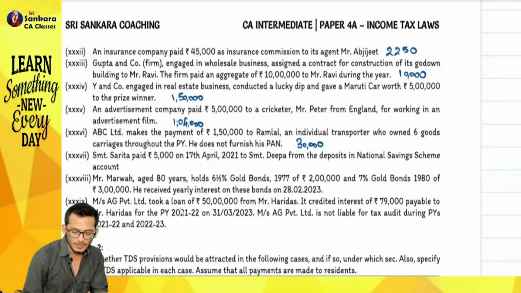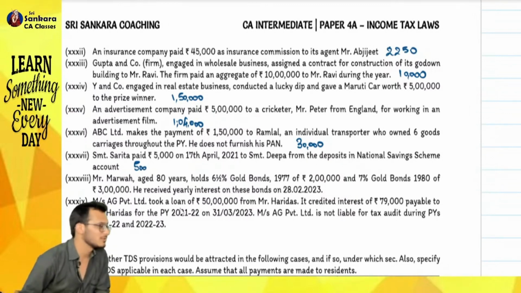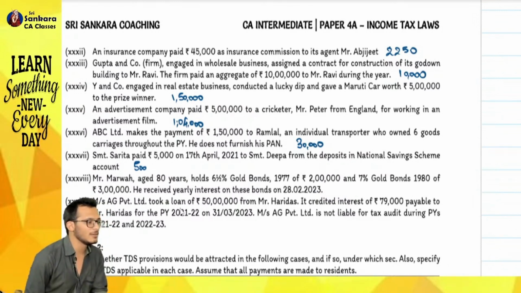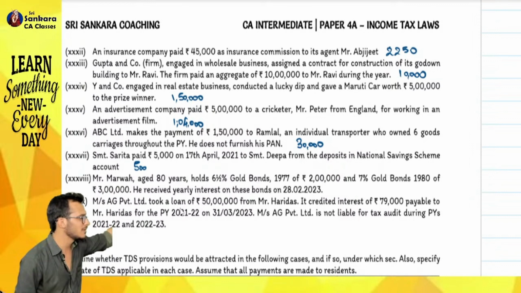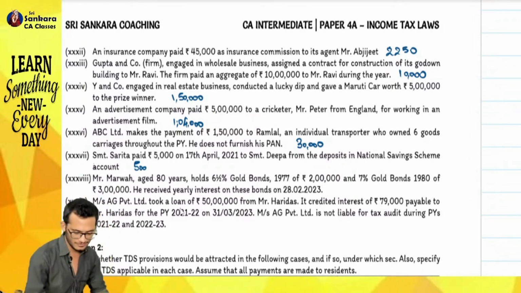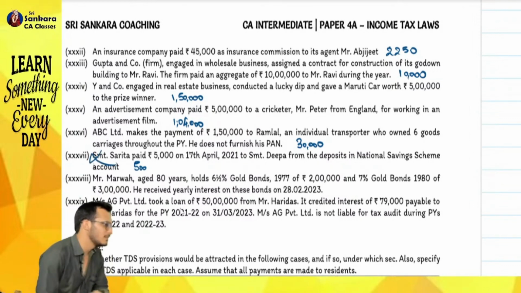Sarita paid 5,000 on 17th April to Srimati Deepa for deposit in National Savings Scheme. It's 10%? No. There is a section called 194EE, not a part of your syllabus. That provision says you will deduct TDS at 10% on NSC accounts. I think this question came about some 8 years back. I forgot to remove it. Ignore it.